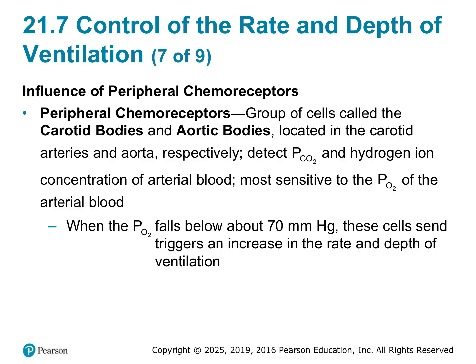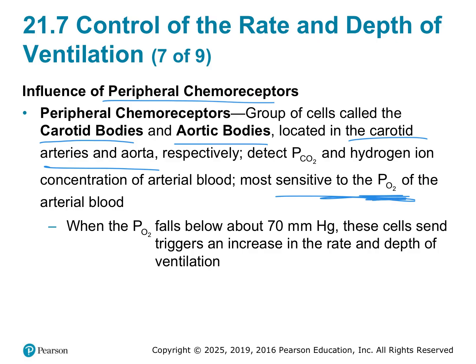We also have our peripheral chemoreceptors. The peripheral chemoreceptors are going to be located in the carotid arteries and in the aorta. In the carotid arteries, we have the carotid bodies. In the aorta, we have the aortic bodies. And these are going to be highly sensitive to partial pressure of oxygen.